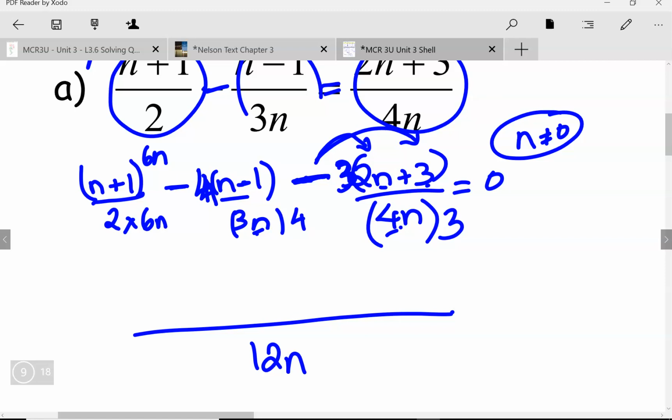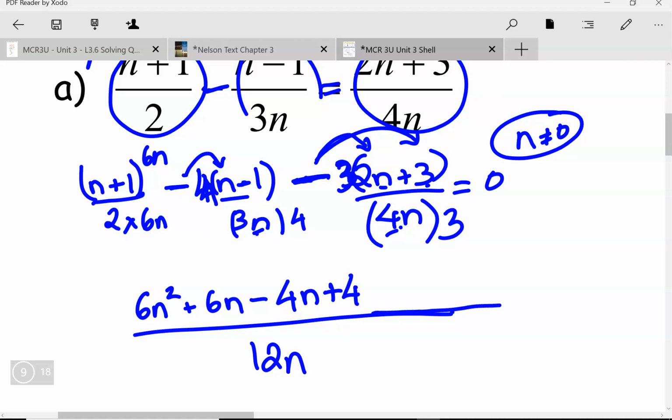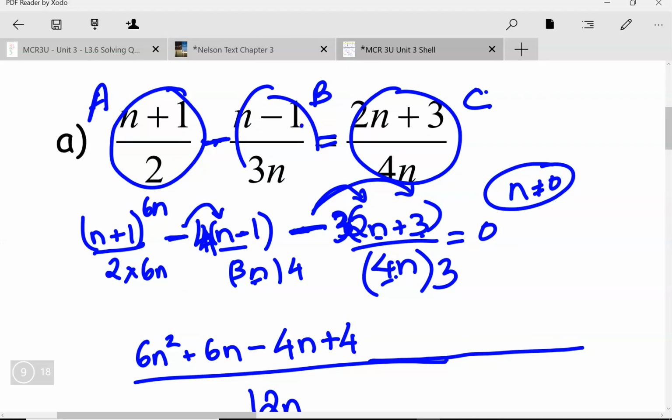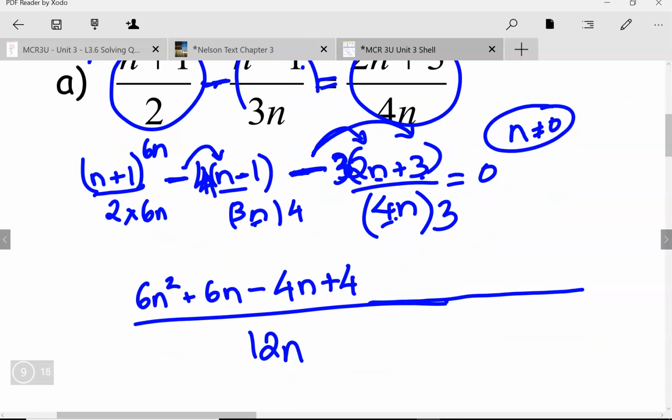So 6n squared plus 6n minus 4n plus 4, very important, because the subtraction sign applies to both the n and the -1. And then here as well, the subtraction sign is going to apply to both. So this is going to be minus 6n minus 9. And all this is going to be equal to 0.